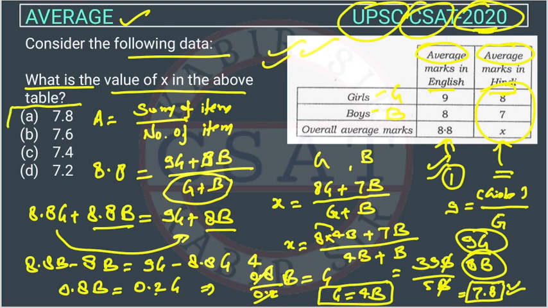So the answer will be A, right? So see, the question was easy. We have to just make two equations and this is easy, right? So you can solve it. You just try to make an equation. Okay, if you are able to make an equation, you can solve it.